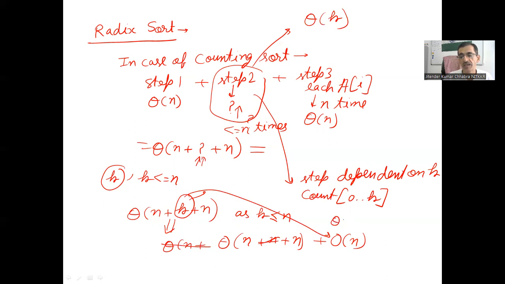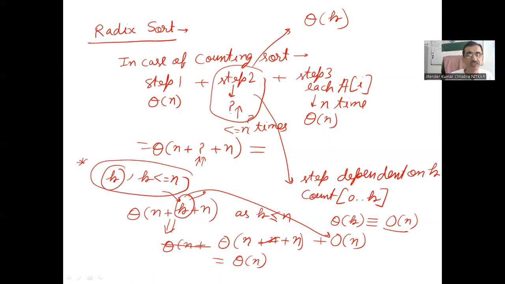Theta of k can be straight away said to be equivalent to O of n, because k is less than or equal to n. So it will never be more than O of n. So the upper bound is guaranteed. So I can say overall the time complexity is theta of n. But this was possible only if k was less than or equal to n. So that star condition which we said is needed ensures that my total time complexity is not going to be beyond linear time.